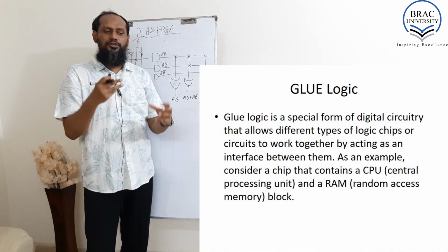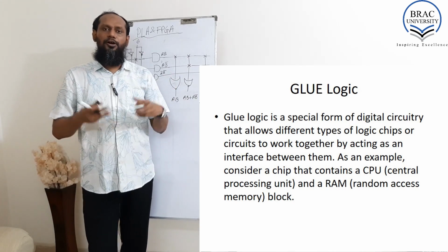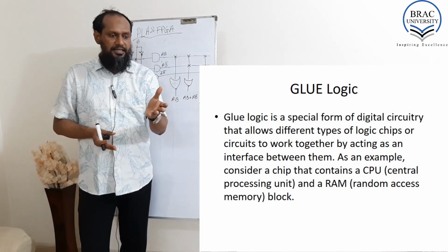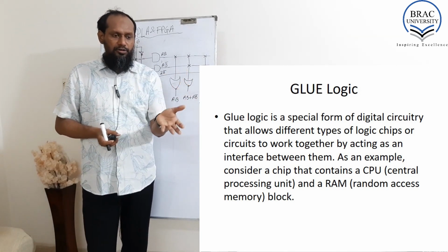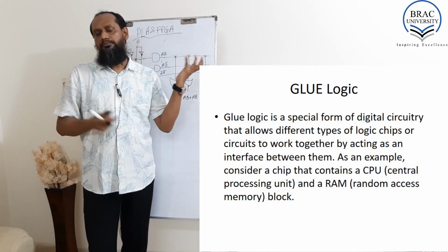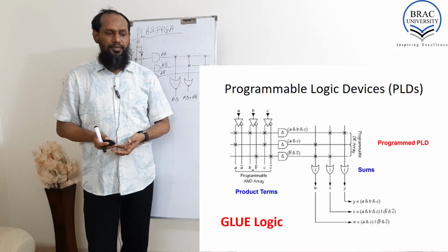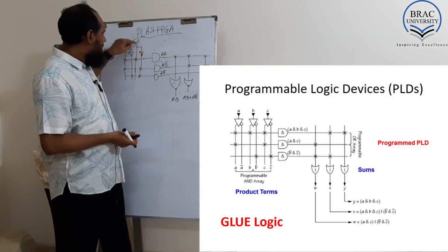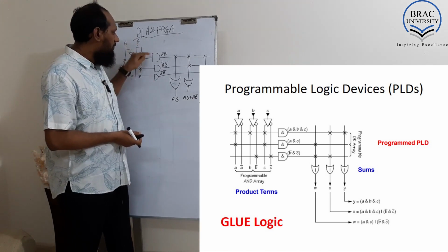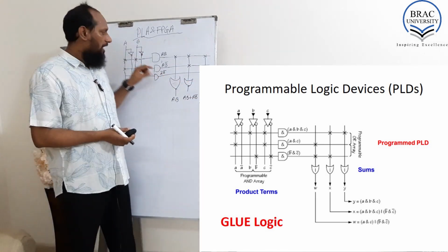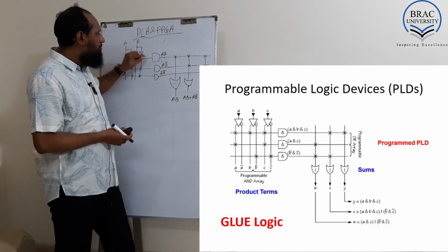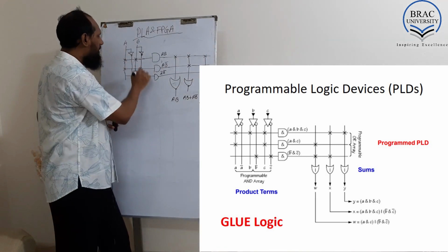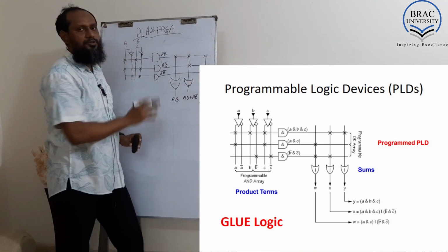But this glue logic concept is more applicable, or will be more familiar, when we discuss FPGA. So as an example, consider a chip that contains a CPU and a RAM block that can be considered as glue logic. As I told you, since we have this type of logic circuit, then this kind of logic circuit, and this kind of logic circuits, and all these connections can be programmed. We can program any connection of this configuration.